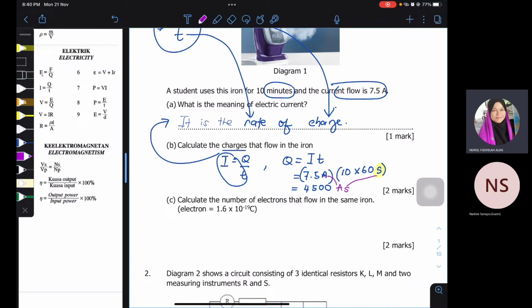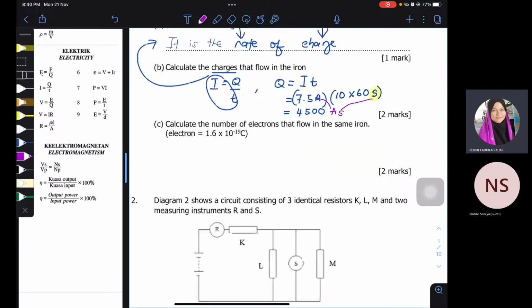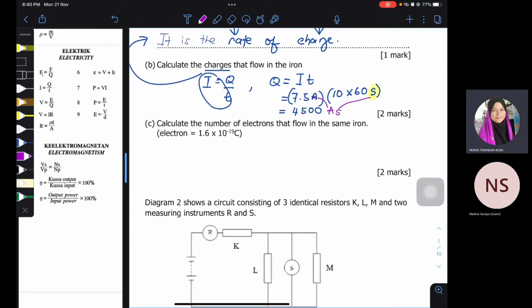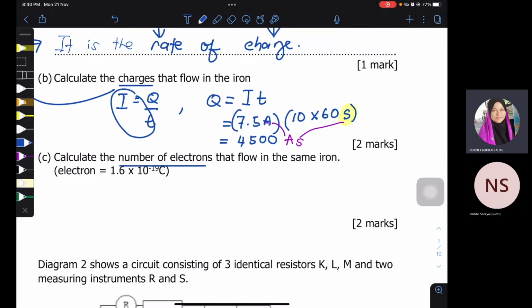Then C. Calculate the number of electrons that flow in the same iron. So another calculation question. It wants the number of electrons. Let's see if there is a formula related to it. For this case, there is no formula related to this question. Number of electrons is not in the formula sheet.